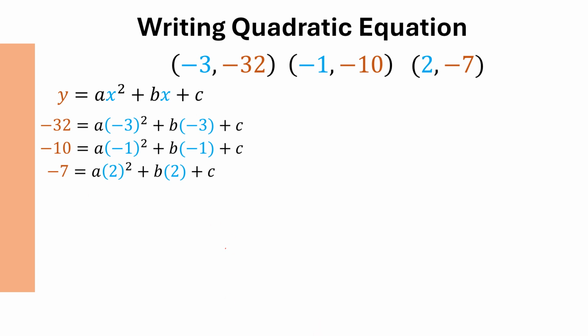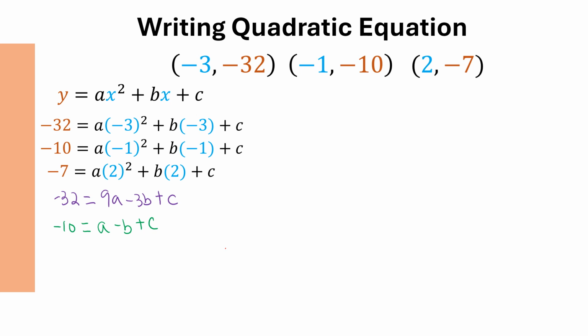Now I'm going to simplify each equation. For the first equation, I have negative 32 equals negative 3 squared is 9, so 9 times a is just 9a. B times negative 3 is negative 3b, and bring down the plus c. For the second equation, I have negative 10 equals negative 1 squared is 1. 1 times a is a. B times negative 1 is negative b, and again bring down the c.